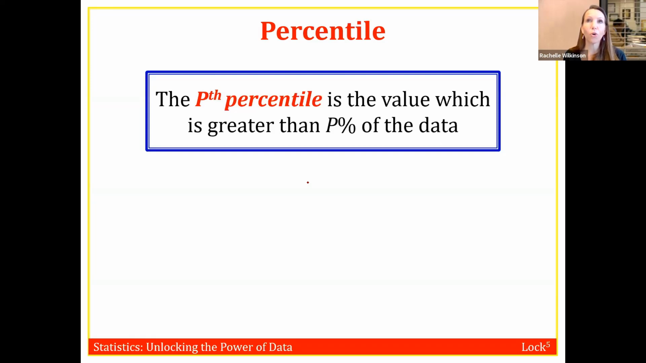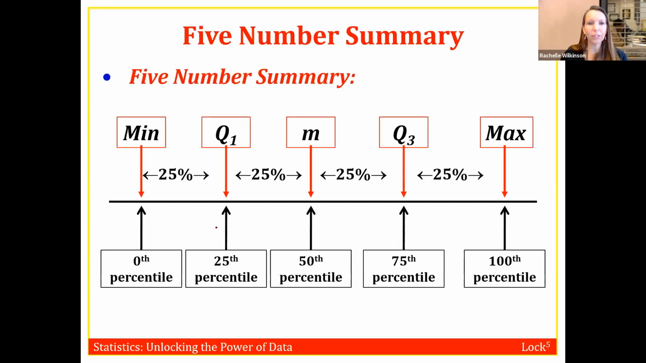So when we talk about the quartiles, we often refer to them as percentiles as well, because Q1 is also the 25th percentile. The median is also the 50th percentile, and Q3 is also the 75th percentile. So here's a picture of what that looks like. You can see Q1 is also the 25th percentile, median is the 50th percentile, Q3 is the 75th percentile.